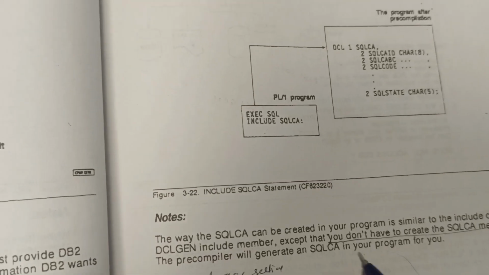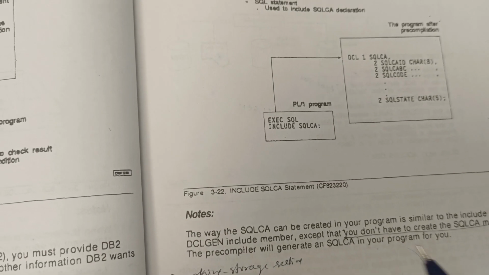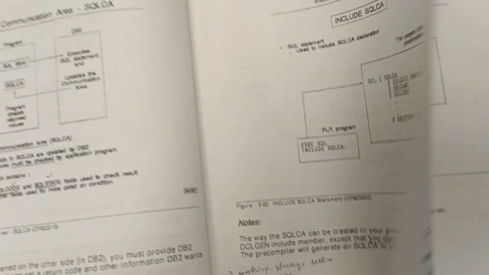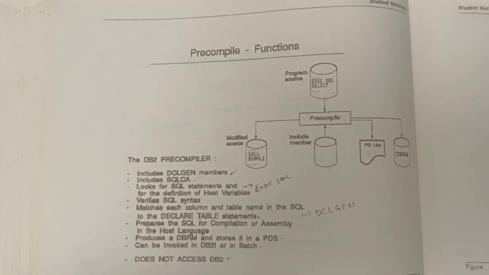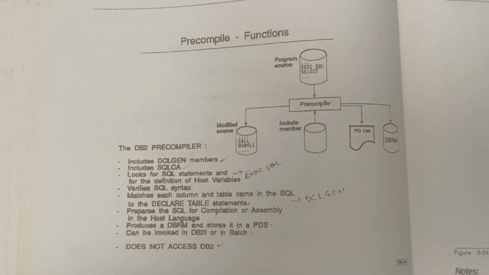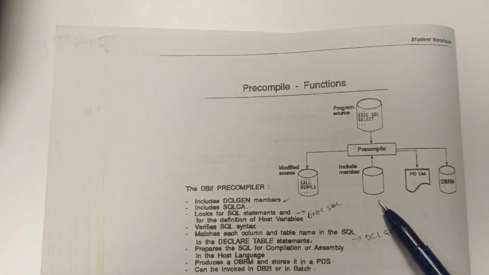One more thing about SQL CA: you don't have to create it. It is already defined in DB2 as a system definition for all programs, pre-existing in all systems.